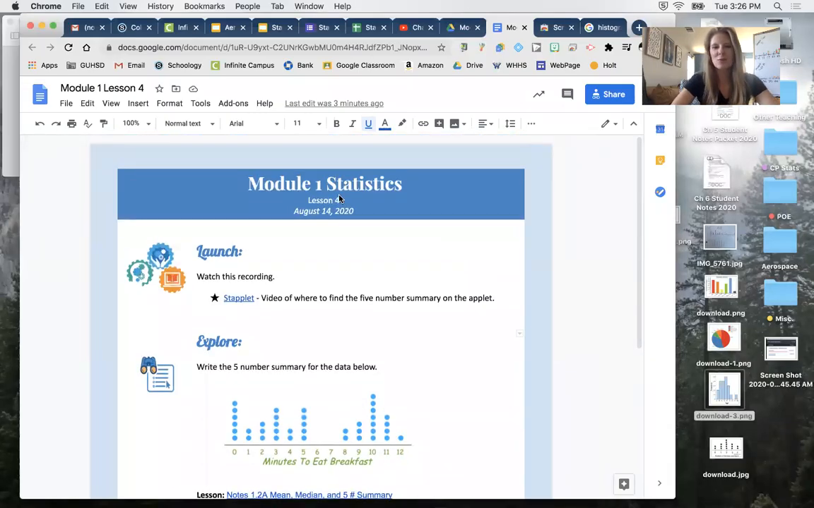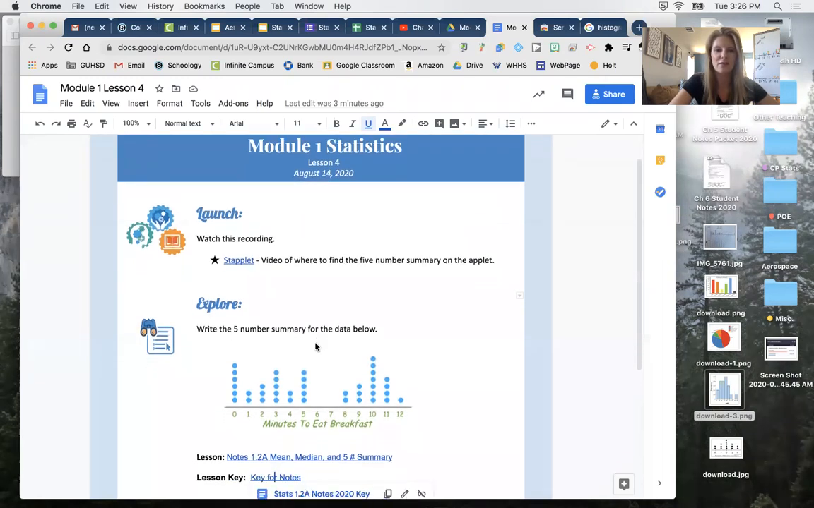Okay, welcome to lesson 4 in module 1. Today we're going to be learning about the 5-number summary, or measuring for center as well. Those are the two concepts that we'll cover in today's lesson.